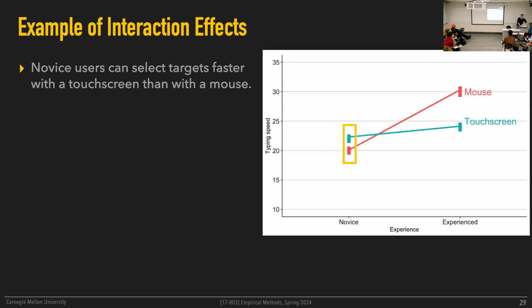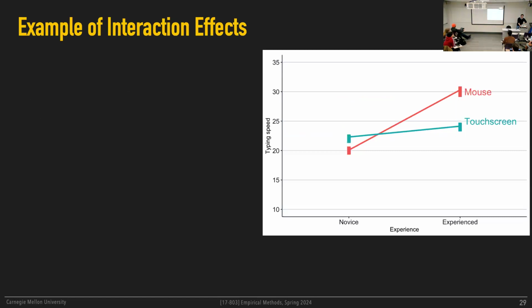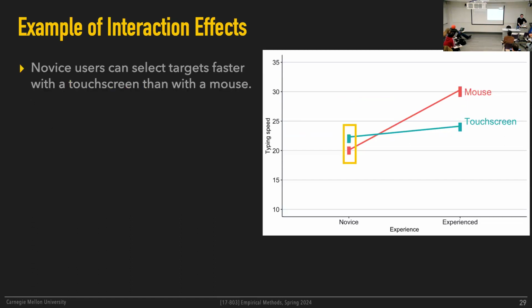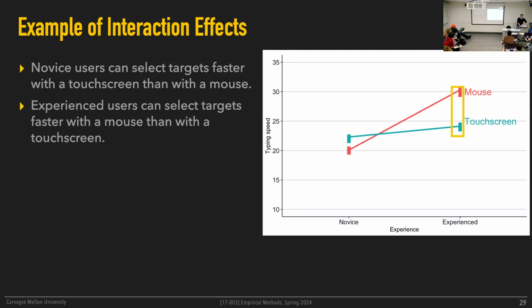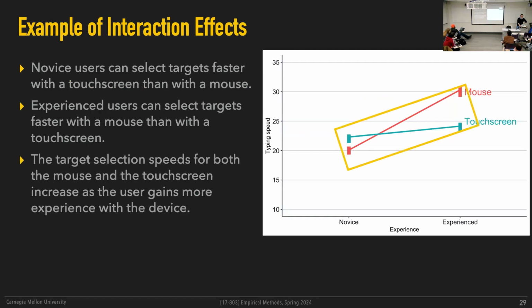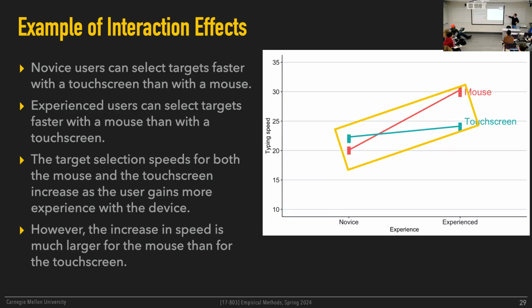Okay. So yeah, we talked about this. Novice users can select targets faster with a touchscreen than with a mouse. Experienced users can select targets faster with a mouse than a touchscreen. And the target selection speed for both the mouse and the touchscreen increases as the user gains more experience with the device. Everybody gets faster, but that's the interesting bit.